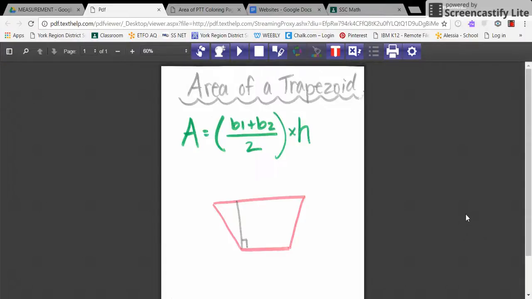Today we're going to be learning about the formula for calculating area of a trapezoid. So in a minute I'm going to get you to pause the video and record all the things that I have on this page here, but I'm going to walk you through them quickly first.